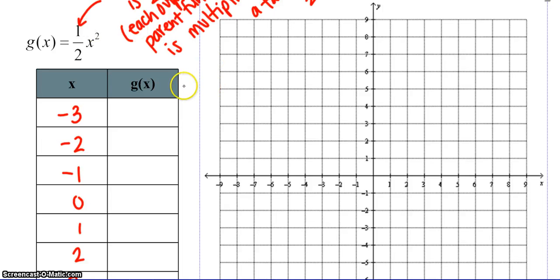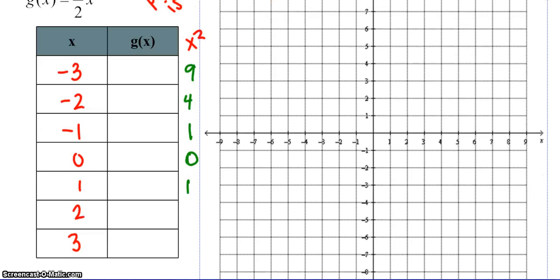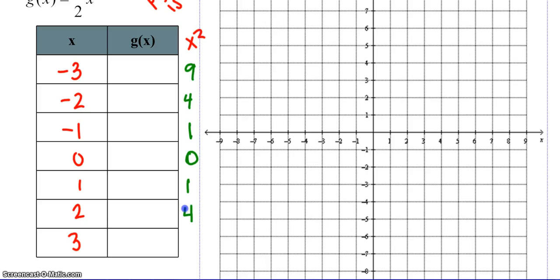And I know that my parent function is x squared. When I put a -3 into my parent function, I get a 9 out. When I put a -2 into my parent function, I get a 4 out. When I put a -1 into my parent function, I get a 1 out. When I put a 0 in, I get 0 out. When I put a 1 in, I get a 1 out. When I put a 2 in, I get a 4 out. And when I put a 3 in, I get a 9 out.